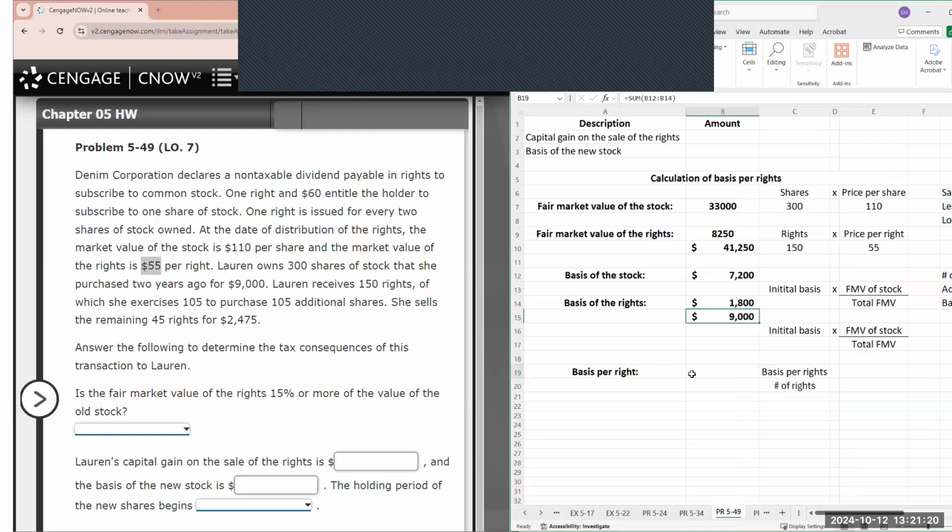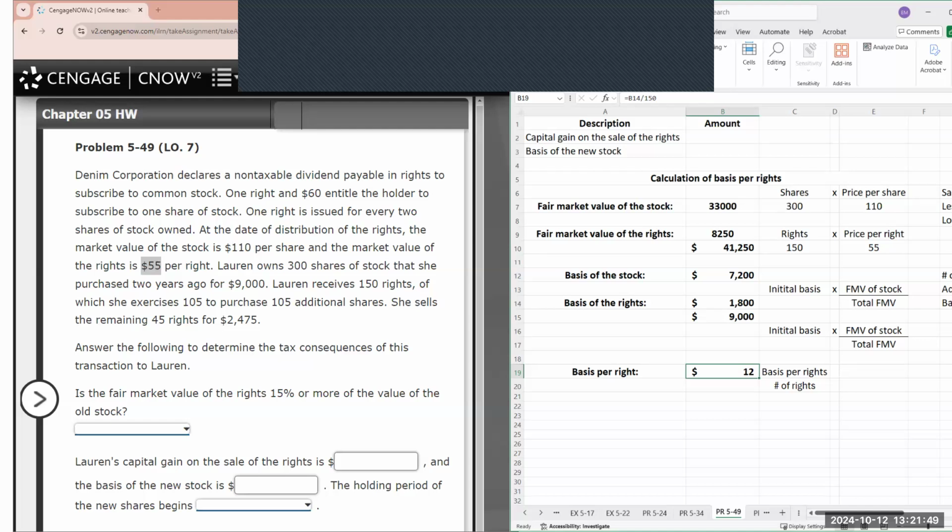So now based on this information that we were able to determine, now we need to figure out, okay, well, what is the basis per right? So we know the basis of the rights, which is a total of 1,800. And it lets us know that the total rights we received were 150. So therefore, the basis per right is $12 per share.